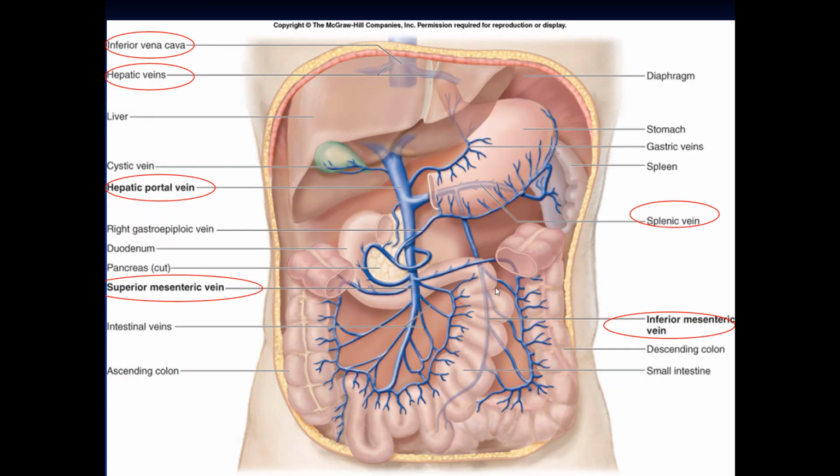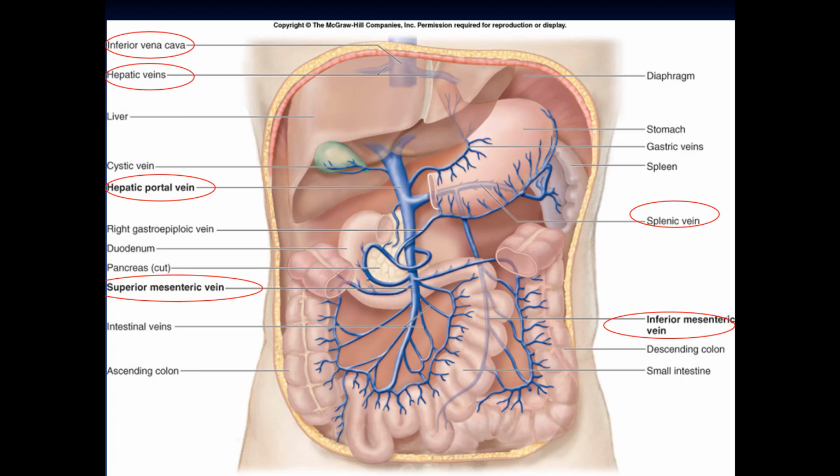And then if we look internally at the abdominal region, we can see that your intestines are covered by veins, just like they were arteries. And this is going to become important because most of the stuff that we digest and the food that enters our digestive system and is absorbed, it's going to immediately be sent to the liver.